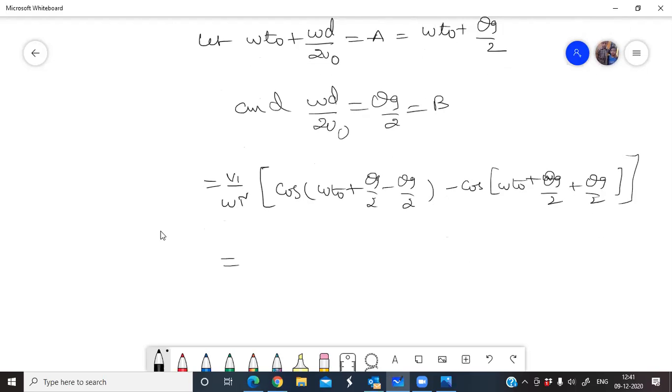That equals, finally, V1 by omega tau times cos of omega t naught plus theta g by 2 minus theta g by 2, minus cos of omega t naught plus theta g by 2 plus theta g by 2. What is the meaning of this? Cos of A minus B minus cos of A plus B. Right? What is the formula? 2 sin A sin B. A is nothing but omega t naught plus theta g by 2, and B is theta g by 2.